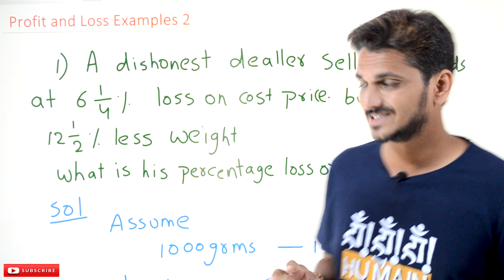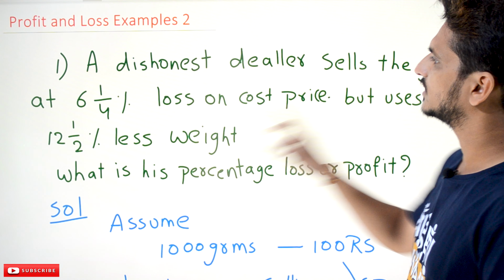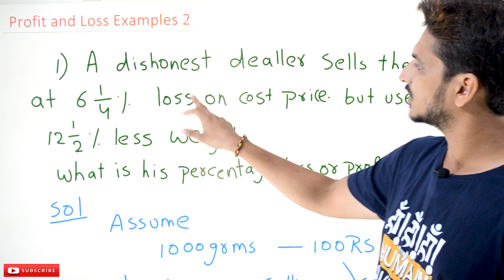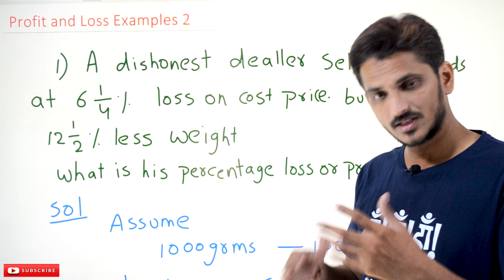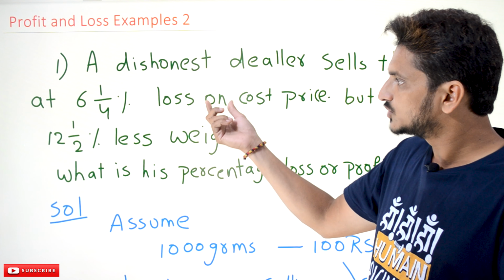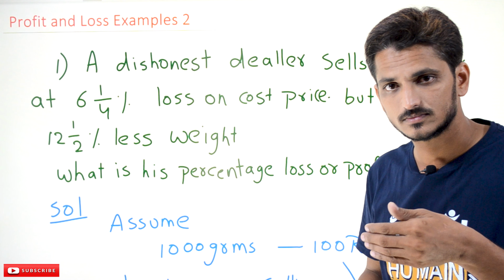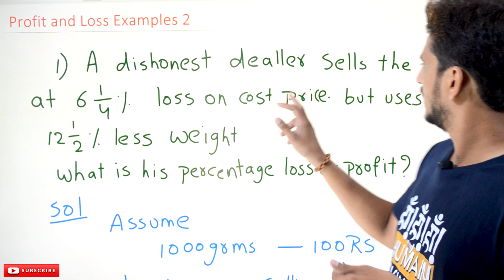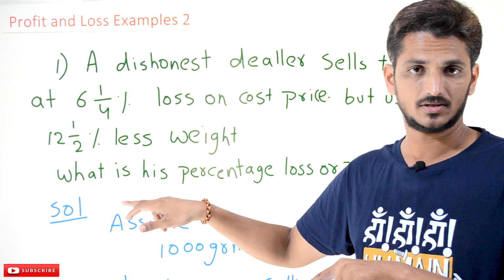Coming to today's example: a dishonest dealer sells the goods at 6 1/4% loss on cost price. There are some goods with some cost price. We don't know the cost price, but he sold it at a 6 1/4% loss, but uses 12 1/2% less weight.